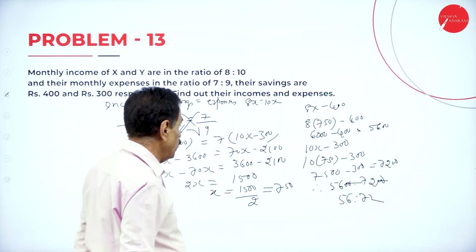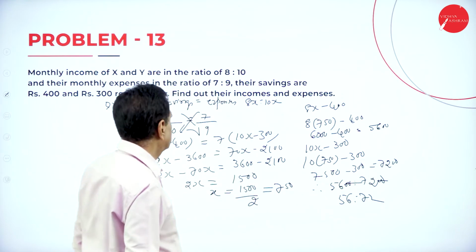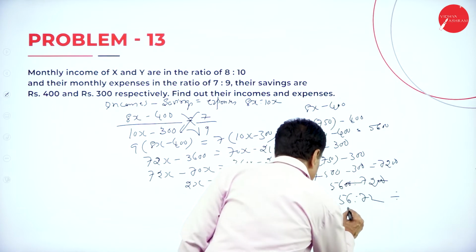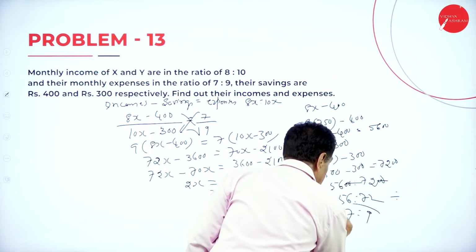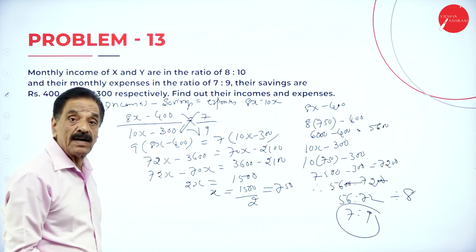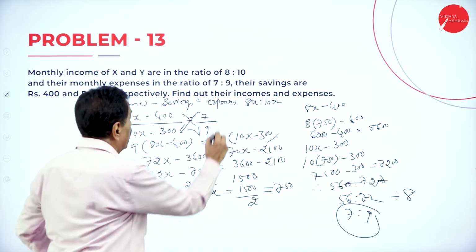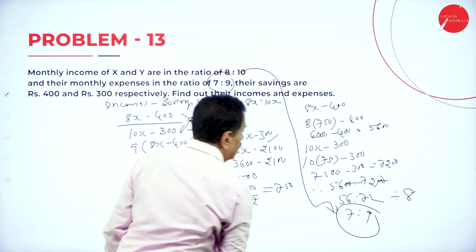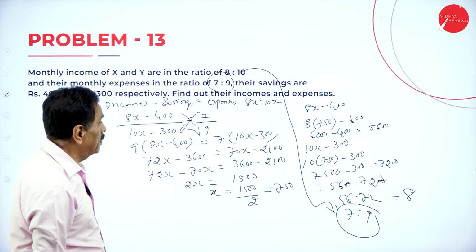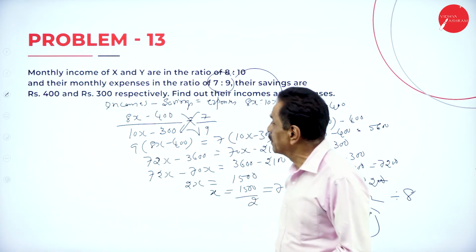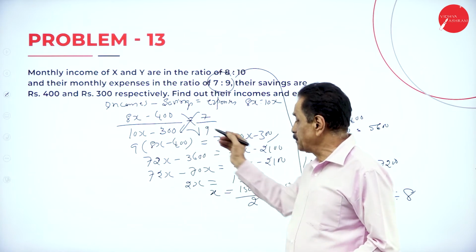So they are in the ratio of 56 to 72. Divided by 8, 8 sevens are 56 and 8 nines are 72. So they are in the ratio of 7:9. Same. They are in the ratio of 7:9. We'll move on to the next problem. Hope you understand this. Slowly you have to cross multiply.